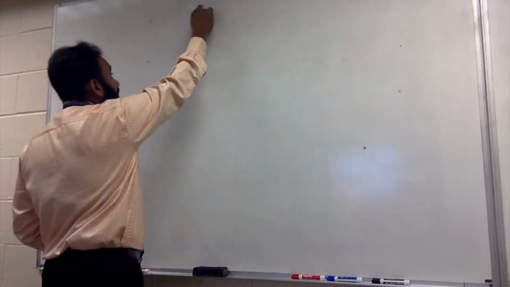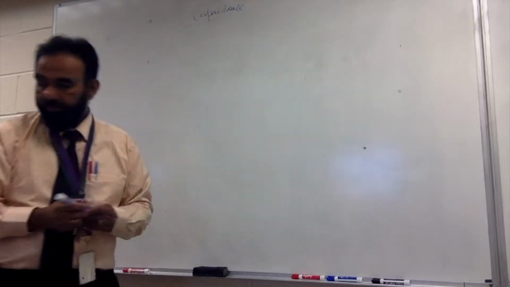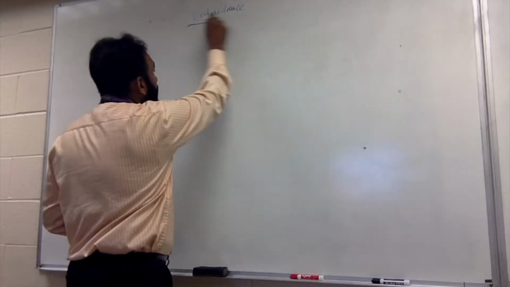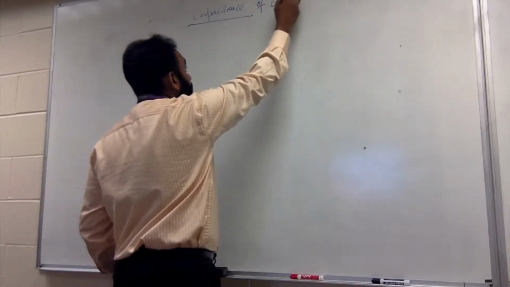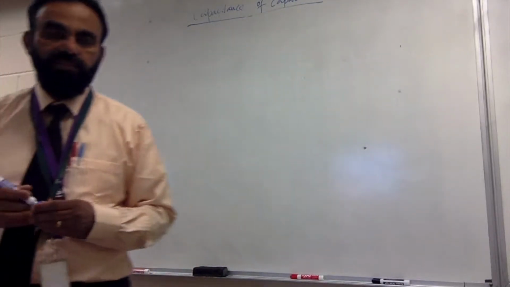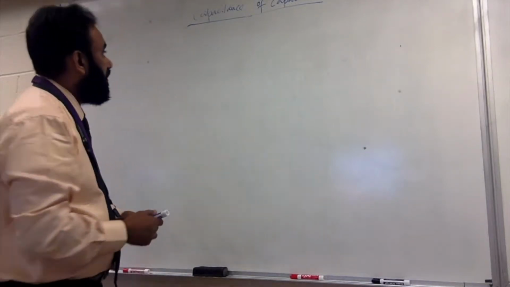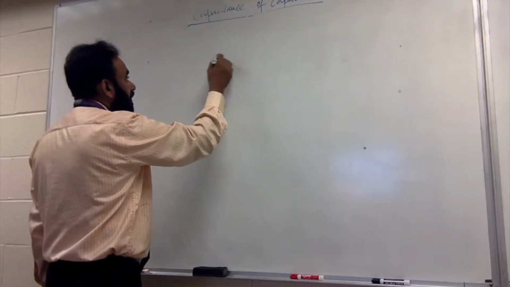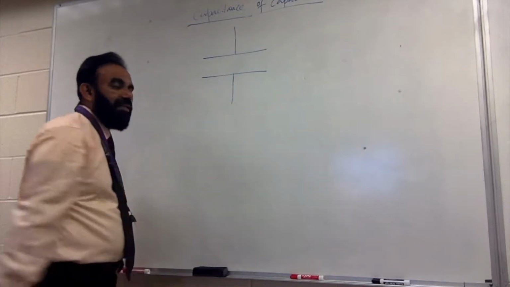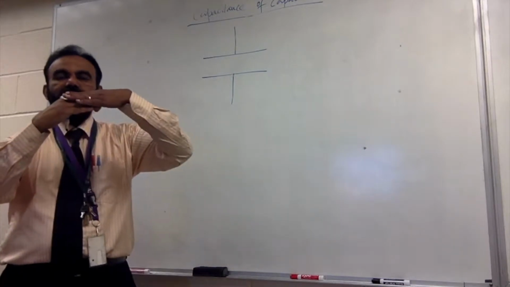The next one is capacitance. Capacitance of capacitors. So what is a capacitor? A capacitor is typically two metallic plates separated by a distance. Two plates separated by a distance.